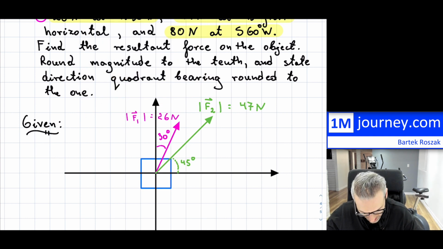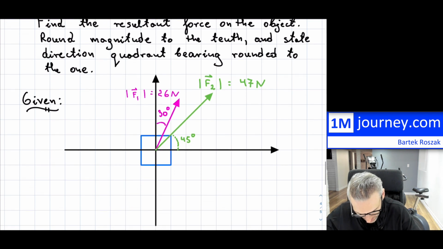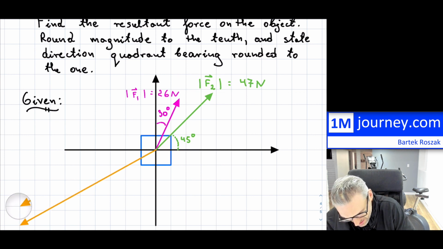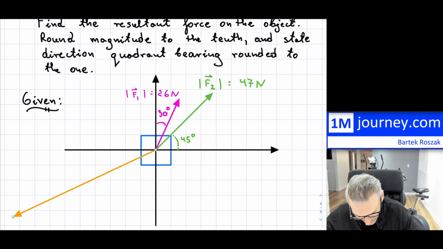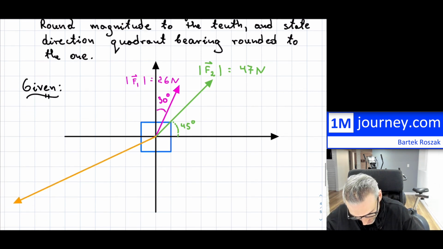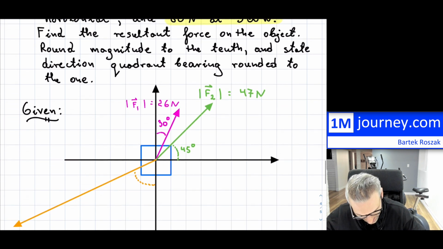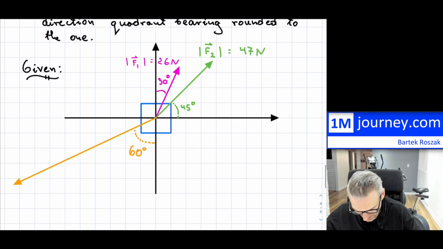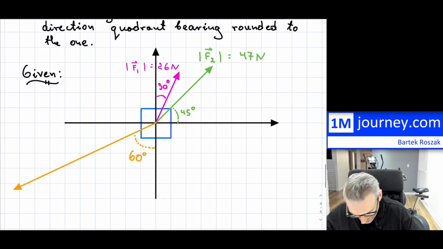Now it's 80 newtons, so it's going to be the largest one, and it's 60 degrees west, from the south, so it's going to be something along the lines over here. Hopefully this draws it out. So that's what I have, and this is my angle. This is 60 degrees that I have. Notice, starting from south and then going west. So that's why I put it in that way.